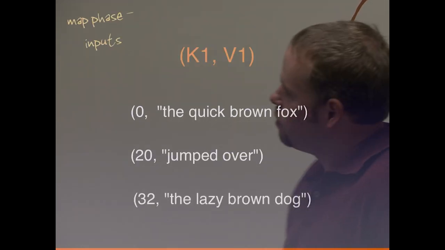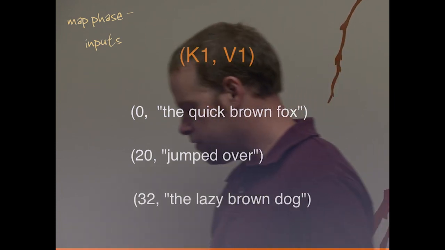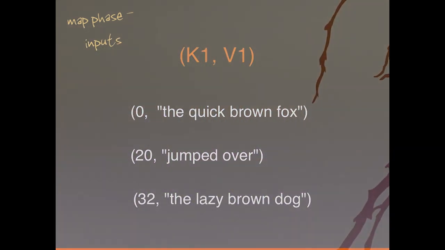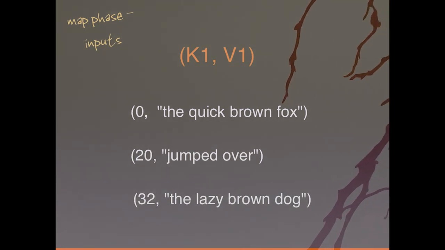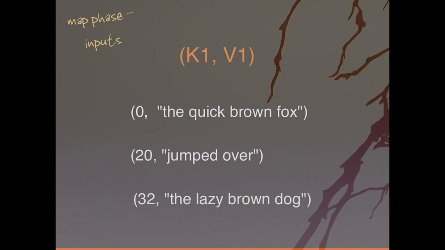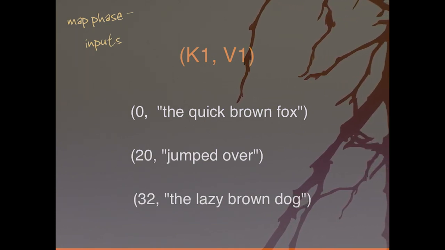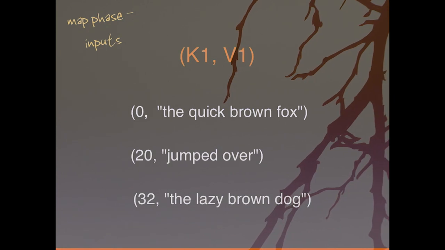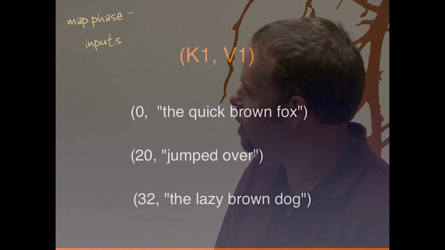So let's go through each of those phases. The map inputs would be this. By default, it's going to look something like this. Your keys might be meaningless. In this case, they are. They're the byte offsets into where those are. So this is 0 through 19, this is 20 through 31, this is 32 through whatever. And in this case, we don't really care at all about those byte offsets. What we care about is the values.